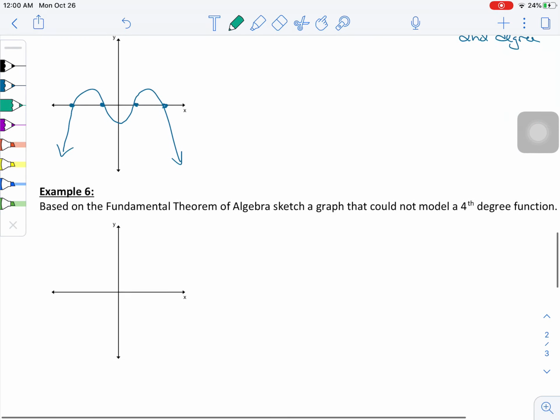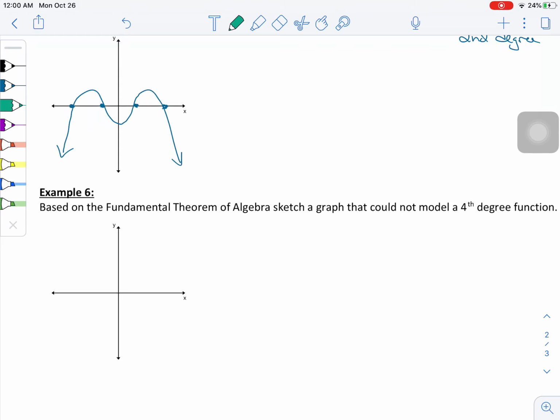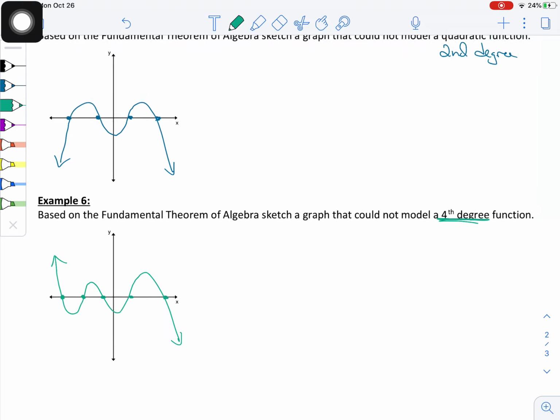And last but not least, based on the fundamental theorem of algebra, sketch a graph that could not model a fourth degree function. A fourth degree function would have 4 zeros. Let's say I'm going to make 5 zeros. When we look at this, it is not possible for a fourth degree function to have 1, 2, 3, 4, 5 zeros. It's just not possible.